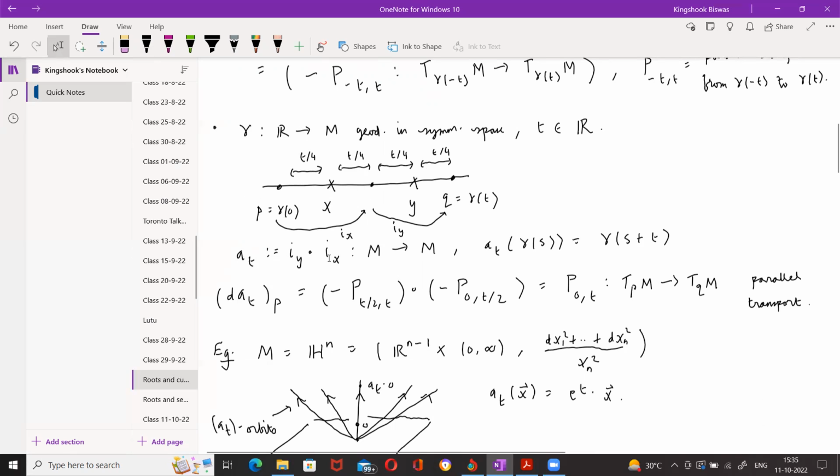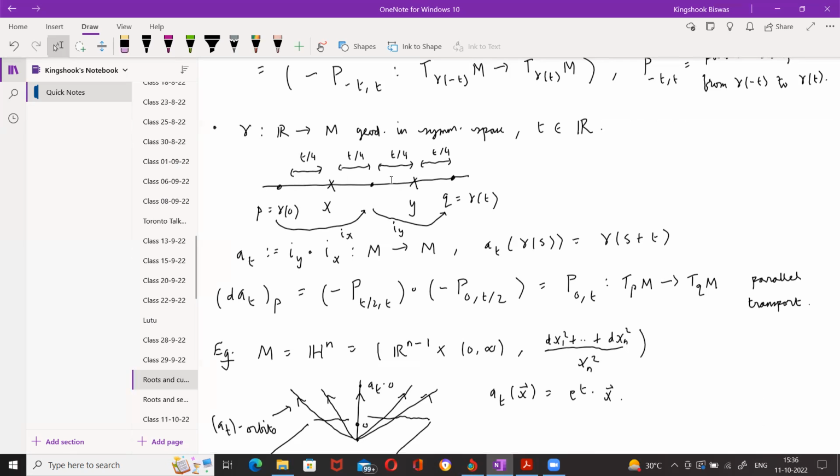So what is this going to do? It's going to send P to this midpoint, and then this midpoint will go to Q, right? So P will go to Q. Is this clear? And it's clear it's going to preserve this geodesic. This geodesic is going to go to itself, because IX preserves this geodesic since this is a geodesic passing through X, and IY preserves this geodesic because it's a geodesic passing through Y. So therefore this AT is going to preserve this geodesic, right?